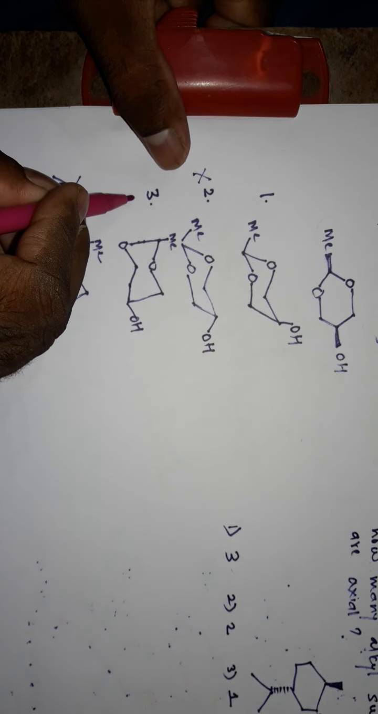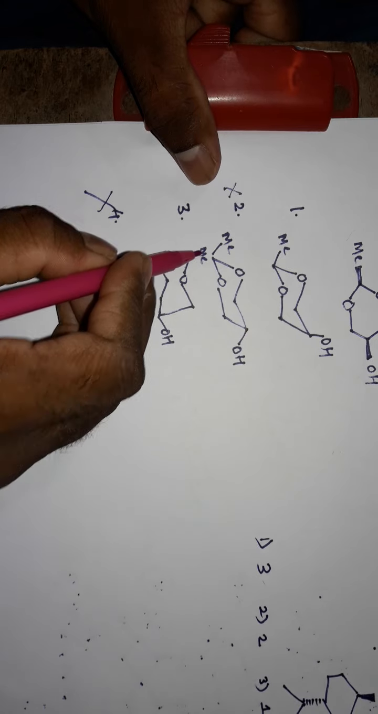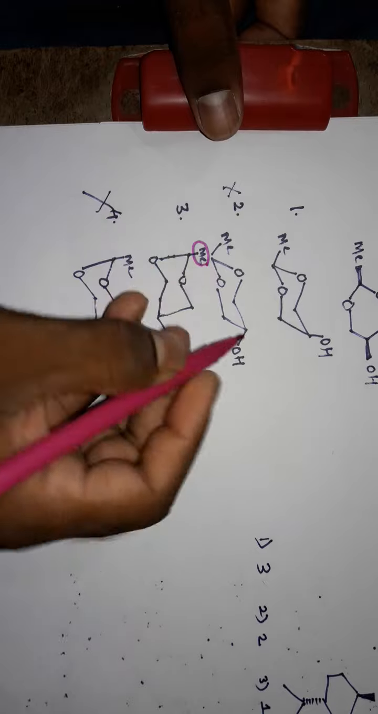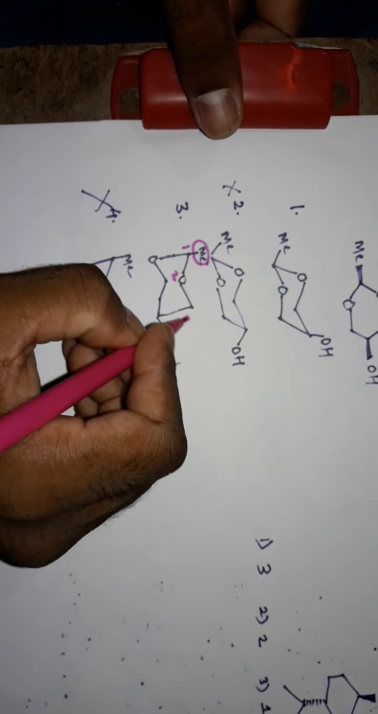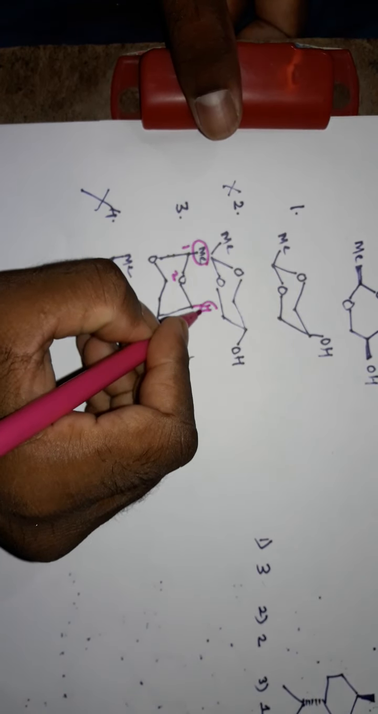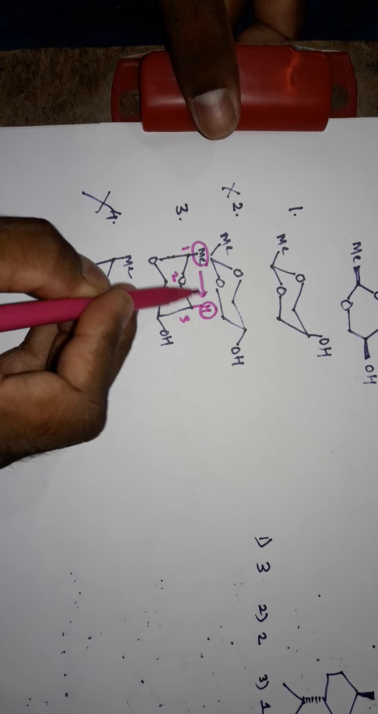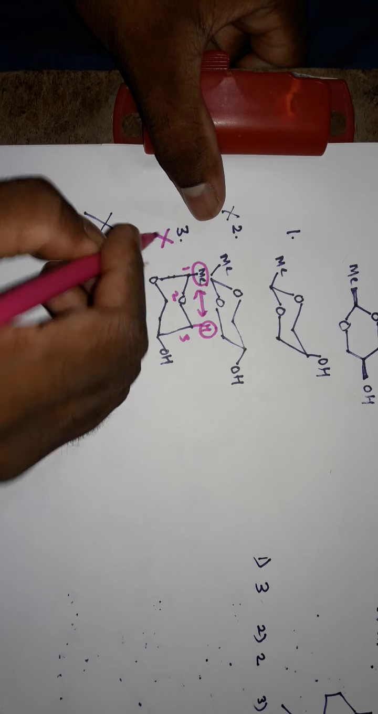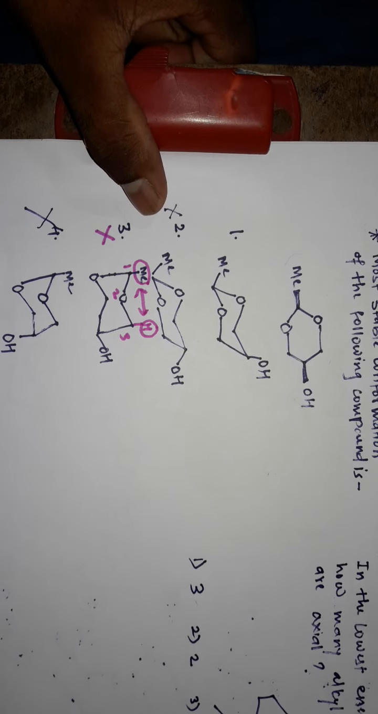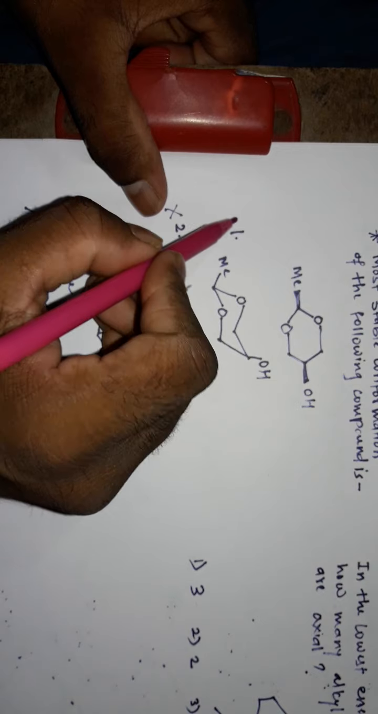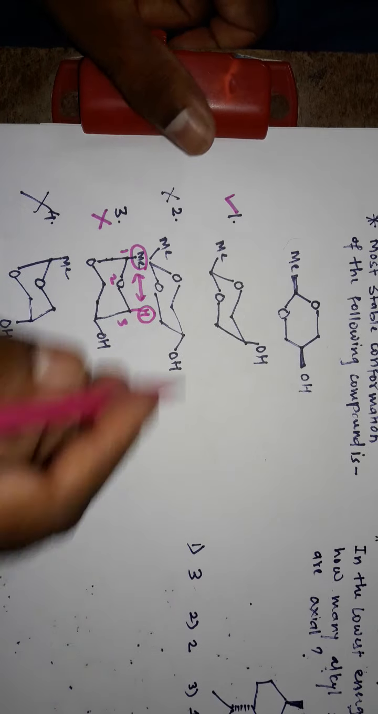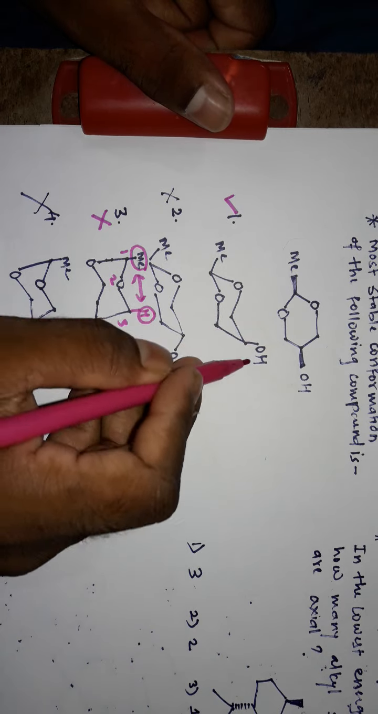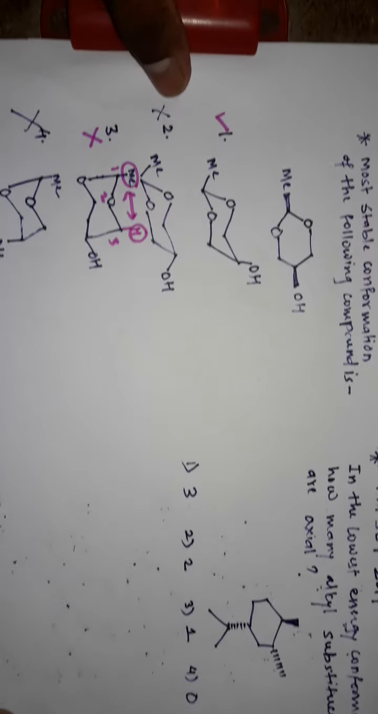But in case of third, methyl and OH, no doubt they are in the same plane, but this methyl, this is first, second and third, has interaction with this hydrogen. So there is 1,3 diaxial interaction. That's why this option cannot be the correct option. So we are left with the first one. This is our correct option, because there is no 1,3 diaxial interaction and both methyl and OH are in the same plane.